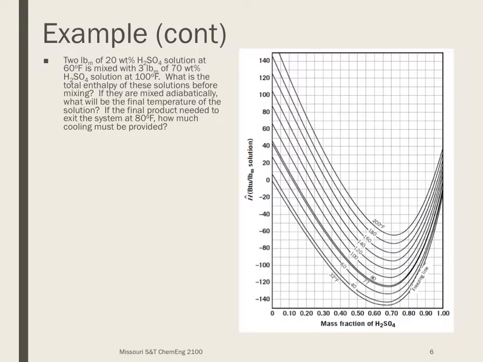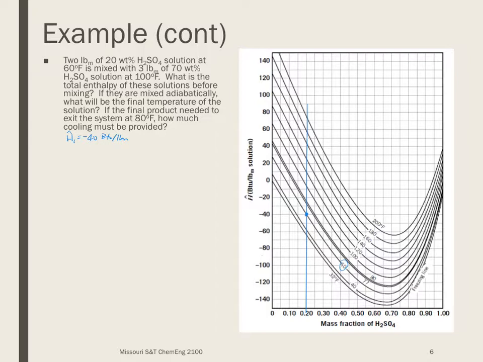Let's begin by finding our given information here and marking it on the graph. So first I have one solution that's 20% H2SO4, which means it's along this line at 60 degrees Fahrenheit, so it's along this curve, meaning that that's my point 1. So enthalpy 1 looks like it's about negative 40 BTUs per pound mass.